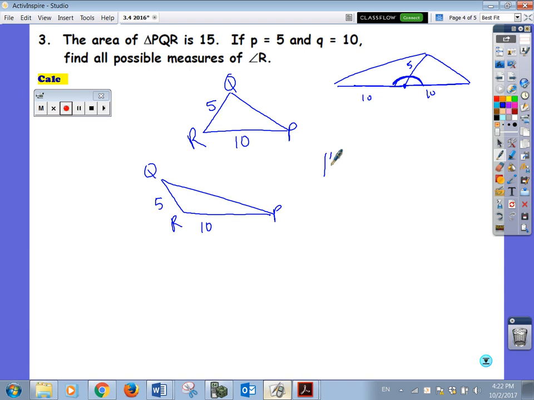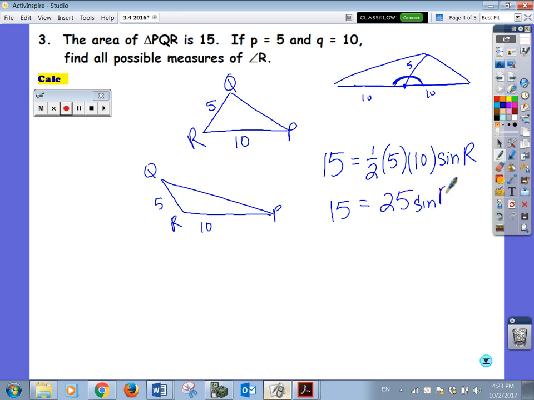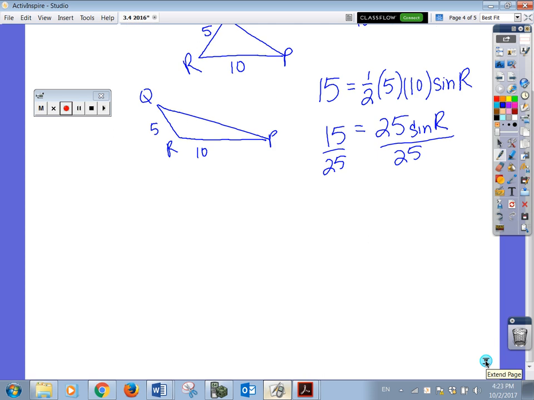So area is 15, 1/2. We know one side is 5, another side is 10, times the sine of the angle we're trying to find. The calculator is only going to give us the principal value. To find the other value, we just subtract it from 180. So here we have 15 equals 25 sine R. Divide both sides by 25. You can simplify or not. It's really up to you. You're going to put it in the calculator. So if we wanted to simplify that, divide them both by 5. We get 3/5 equals sine of R.